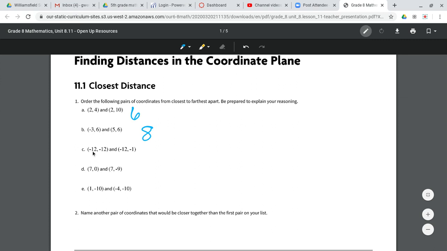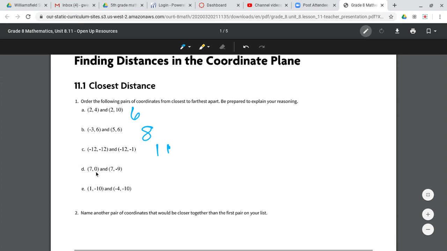All right, the next one, we have the point -12, -12, and the point -12, -1. So our x values stayed the same at -12. Our y values, we went from -12 to -1, which is an increase of 11.